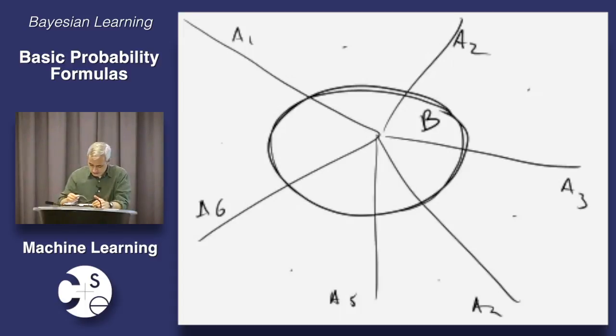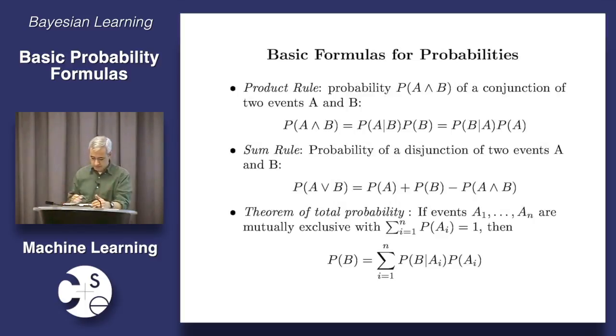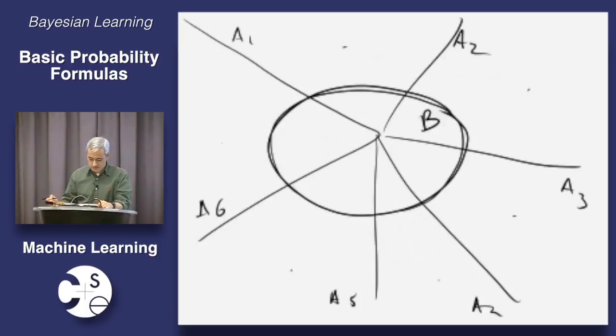And so here's this formal statement of this. So what is P of B? P of B is the sum over all the A's of the probability of A times the probability of B given A. Okay? Why is this the case? Well, clearly the total area of B is the sum of these sectors.